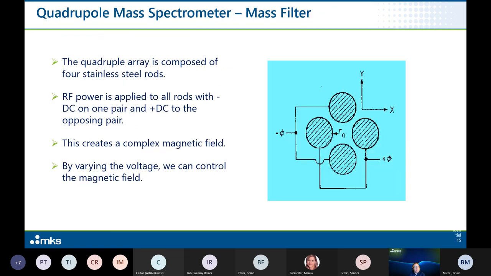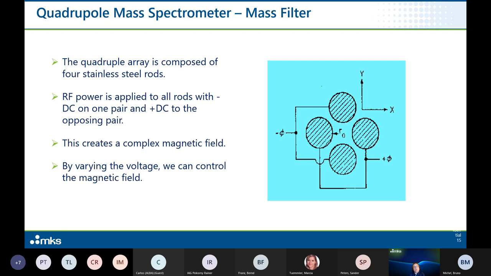Okay, looking to the quadrupole mass filter, it's really the most complex element in a mass spectrometer. And it gives the instrument a name. What we basically create here in the middle of the mass filter is an electromagnetic field, and we drive that field with a constant frequency and an overlapping DC voltage. By changing the amplitude and the DC voltage, we can change the properties of this electromagnetic field.